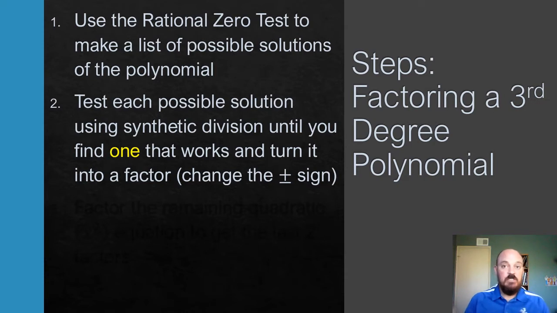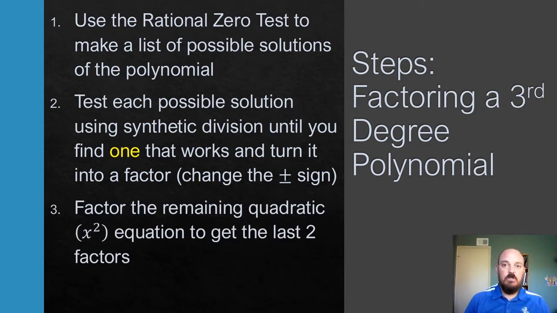Then step two is what we just did in the last lesson. You're going to take that list and start testing numbers until you find one that works. Now that's what's different. In the last lesson, I had you test a whole bunch of them, and I had you find like two or three that worked. Starting today, you only need to find one. So you find that one that works, and we're going to turn it into a factor by just changing the sign and putting it with an x in parentheses.